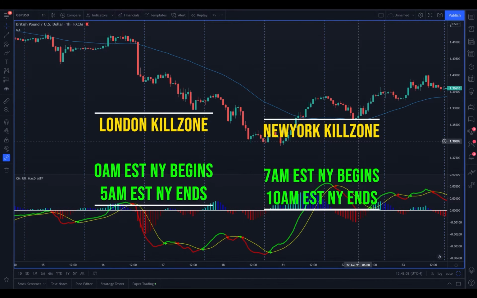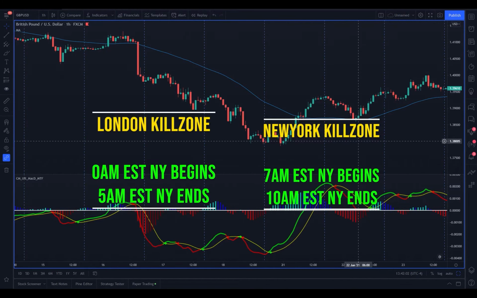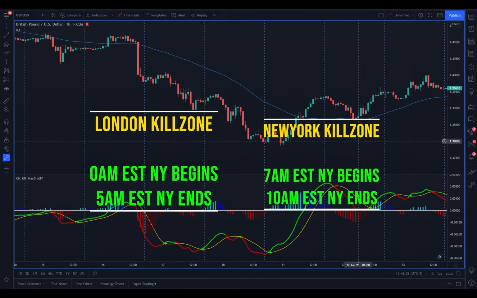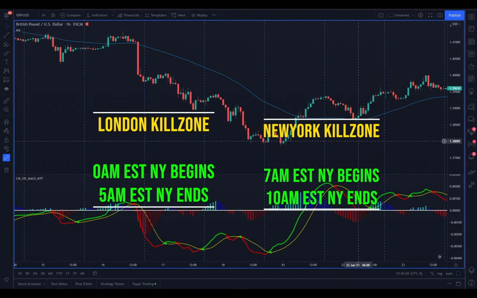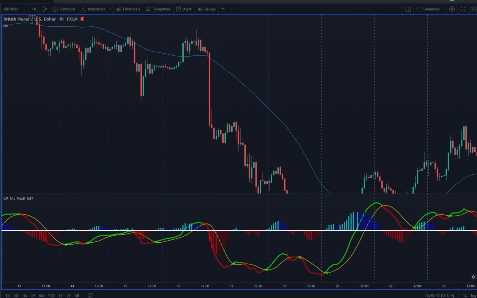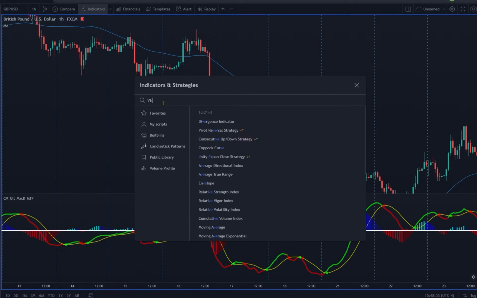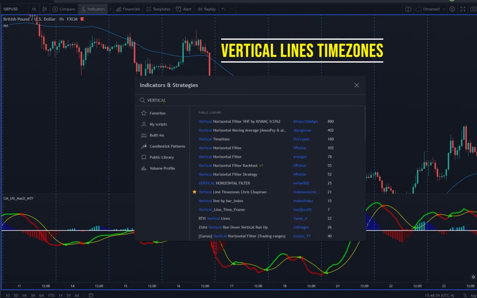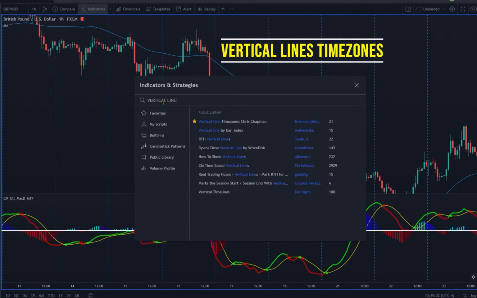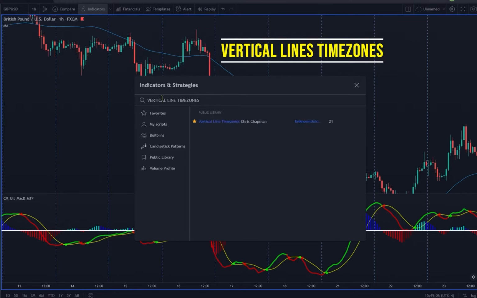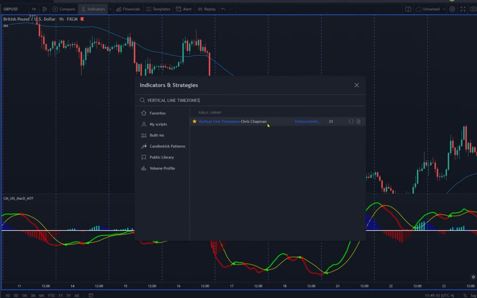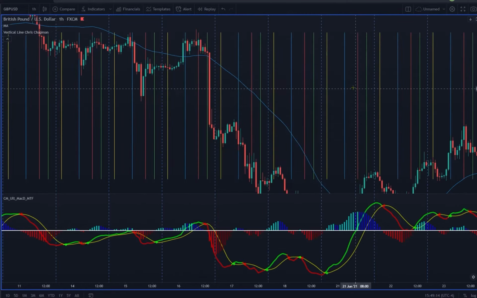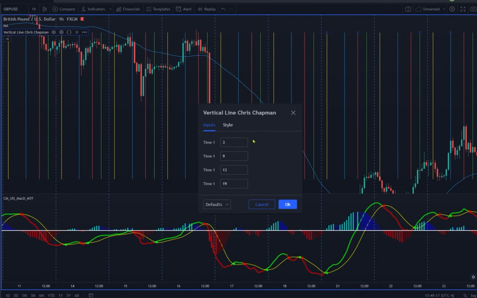London kill zone: 12 AM to 5 AM New York time zone. New York kill zone: 7 AM to 10 AM New York time zone. I will show you which indicator I use to help me learn the time zones by adding the vertical lines, the time zone indicator by Chris Chapman. Then after adjusting the times to the kill zones I mentioned before, which I have learned from the king of smart money, ICT.